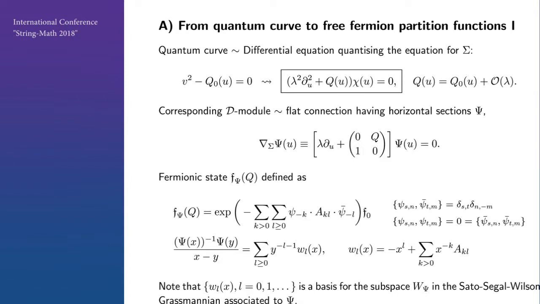So you should look at the associated equation of horizontality, the equation for the parallel transport with respect to this connection, and the solution, the horizontal section defined by this connection, we call psi. And then it is basically a standard story, which was pretty well known. It was much studied, I think in the 80s even, or early 90s: how to associate to such a function a state in a free fermion Fock space.